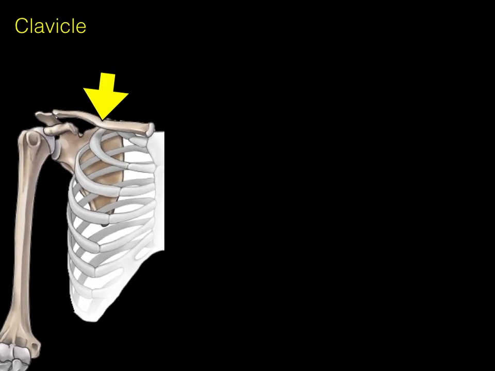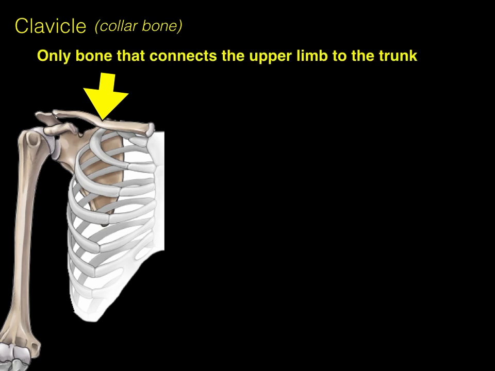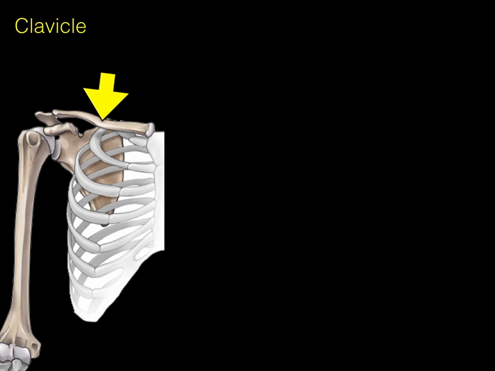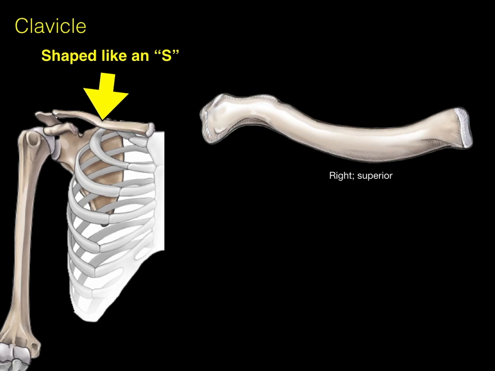So first is the clavicle, also known as your collarbone. Now, the clavicle is the only bone that connects the upper limb to the trunk. All other attachments of the upper limb to the trunk are muscular or ligamentous. And the collarbone is shaped like an S. So if we see this superior view of the right clavicle, look, it has this S shape to it.